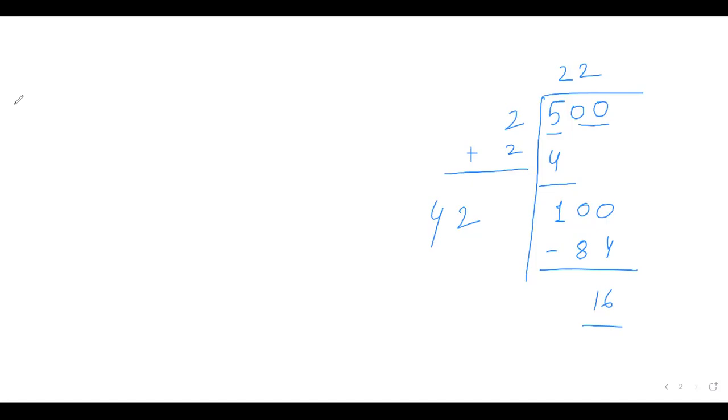Okay, ma'am. 16 students were left. Otherwise we have to make it a perfect square. And how many students are left? 16 students are left.